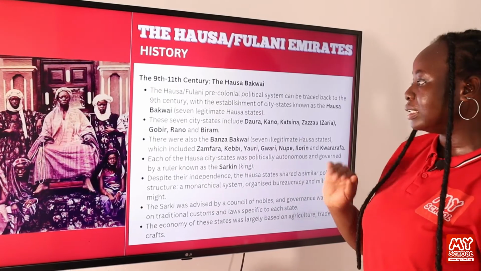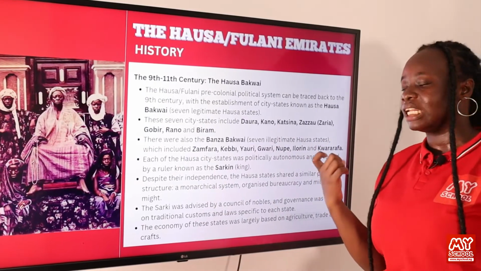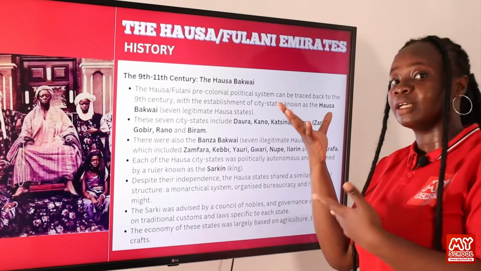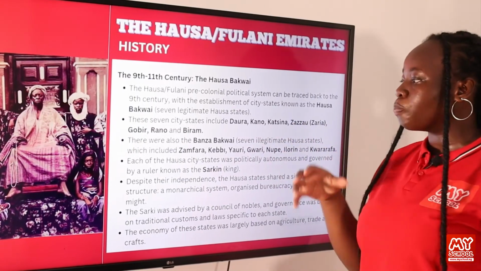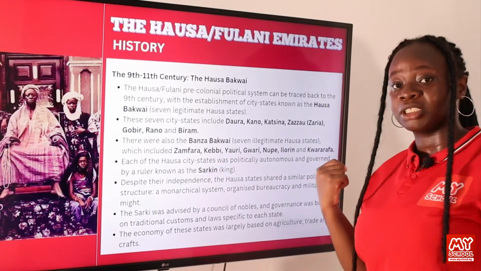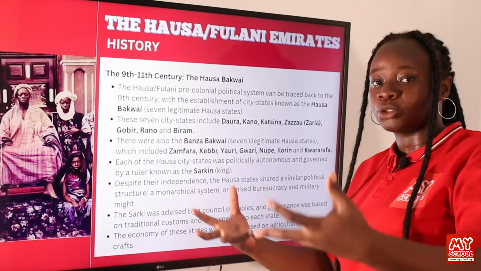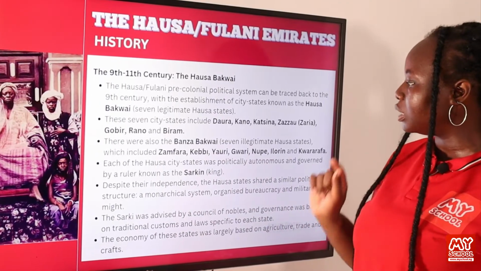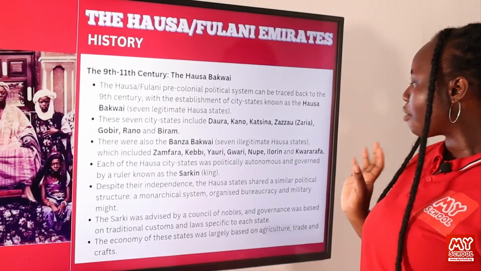There was also the Banza Bakwai, or the 7 illegitimate Hausa states. These states were not ruled by any of the sons of Bayajida. Instead, they were ruled by other people. They conquered these 7 states and established them as part of the Hausa states during that time. So we have Zamfara, Kebbi, Yauri, Gwari, Nupe, Ilorin, and Kwararafa.